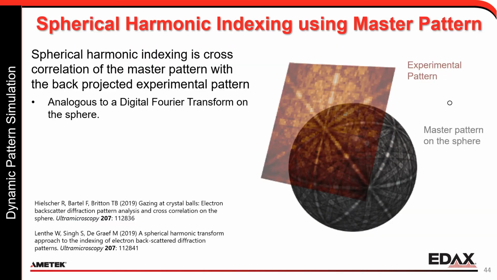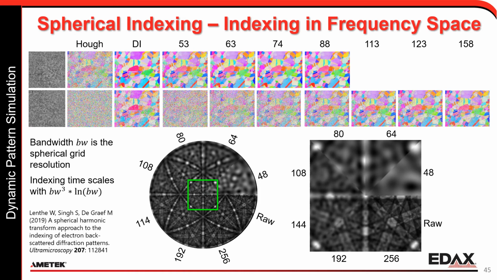And that allows us to capture those gradients smoothly that we see particularly in deformed grains. To speed things up, there have been recent advances using spherical harmonics. This is basically a cross correlation of the master pattern against a back projected experimental pattern. It's analogous to doing the indexing in Fourier space on a sphere. And with that, we can index much more rapidly. It depends upon some things like bandwidth, but I won't go into the details there.